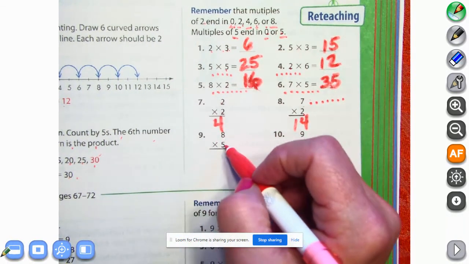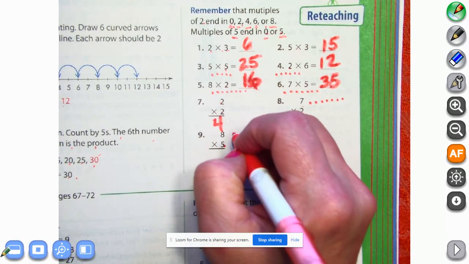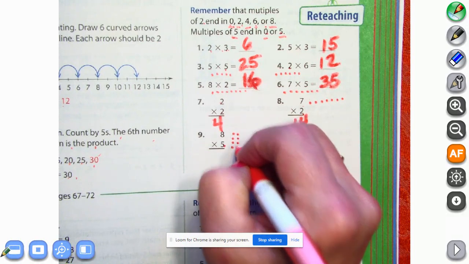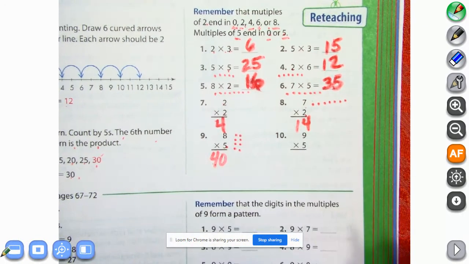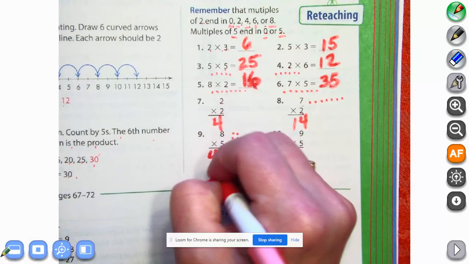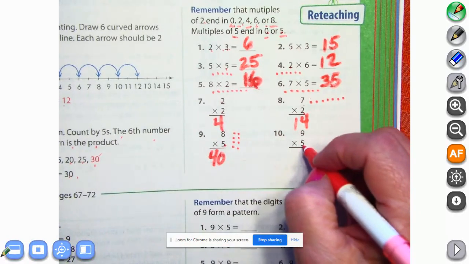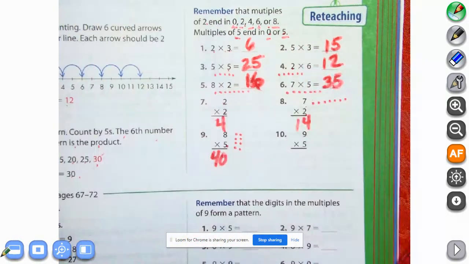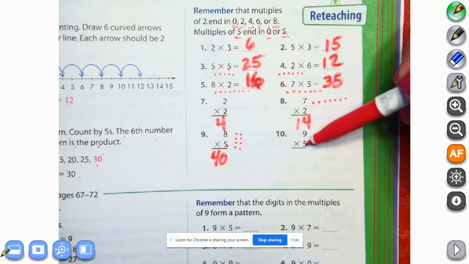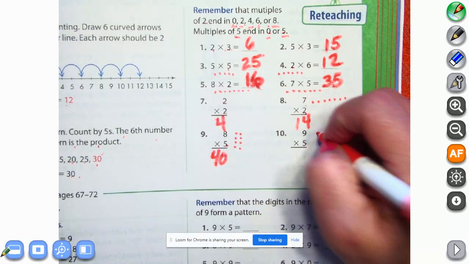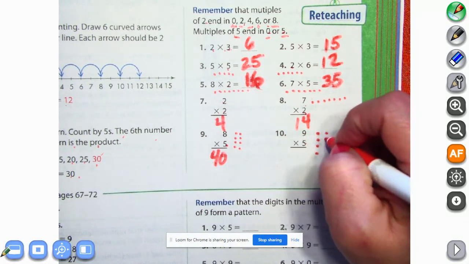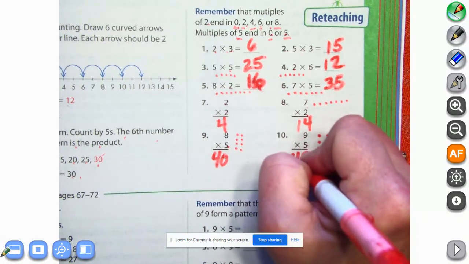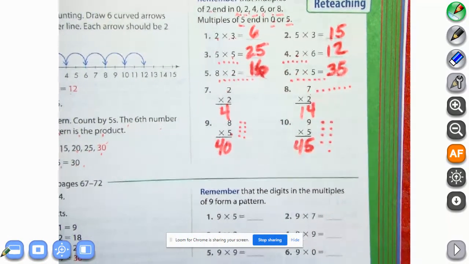8 times 5, I can skip count by 5, 8 times. 5, 10, 15, 20, 25, 30, 35, 40. Skip count by 5, 9 times, or you can do your 9s trick. But since they're having us do our multiples, let's skip count by 5. 5, 10, 15, 20, 25, 30, 35, 40, 45. Okay.